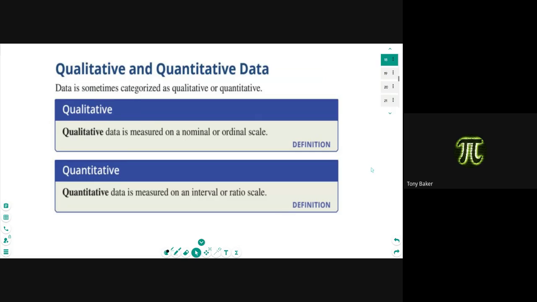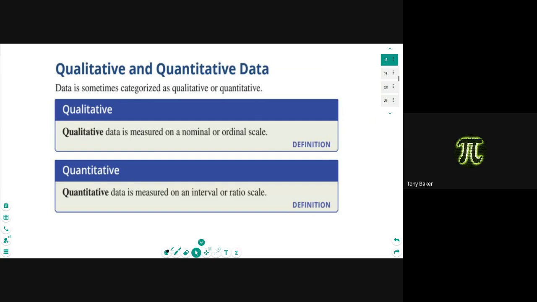Okay, now the hard part. They made the words very, very close to each other, so it makes it even more confusing. Qualitative and quantitative data. We're going to talk about what the scales are, and that's next.